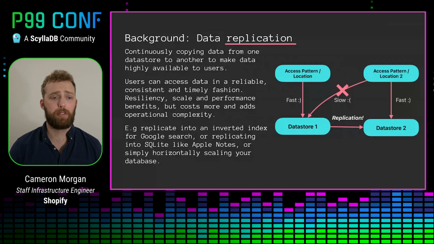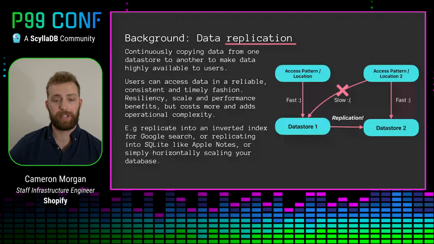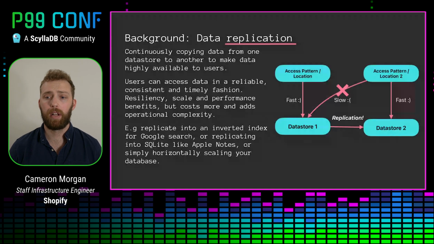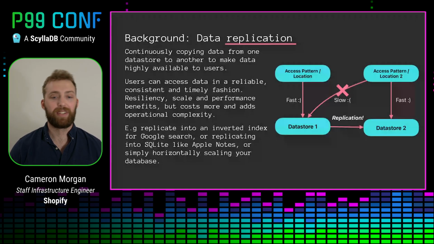Some background on data replication. Like I said, continuously copying data from one data store to another, usually to make data highly available. So performant, reliable, up all the time. If you want to think of a narrow scope, you can think of a database replica, horizontally scaling reads, allowing you to fail over your writer. If you want to broaden your scope a bit, for the people who have used Apple Notes, you can write into your Notes app, writes in a SQLite, replicates, and then on your computer, same Notes app, same local experience.